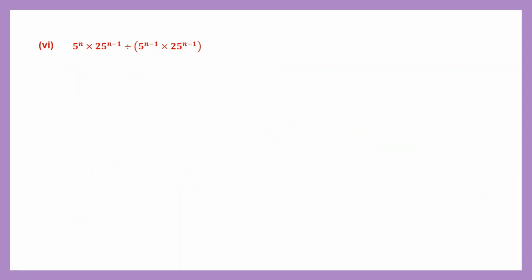Question 6. So here what do we have? 5 to the power of n into 25 raised to the power of n minus 1 divided by 5 raised to the power of n minus 1 into 25 raised to the power of n minus 1. Okay, so here we have division, isn't it? So straight away, let's write this multiplication divided by this multiplication. That means we can write it this way.